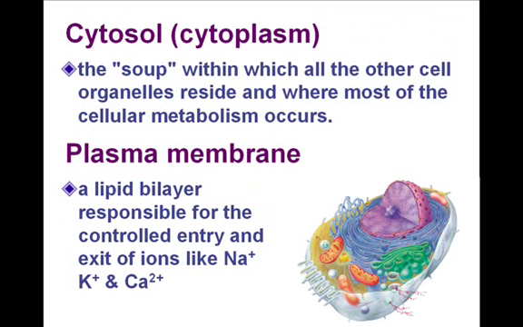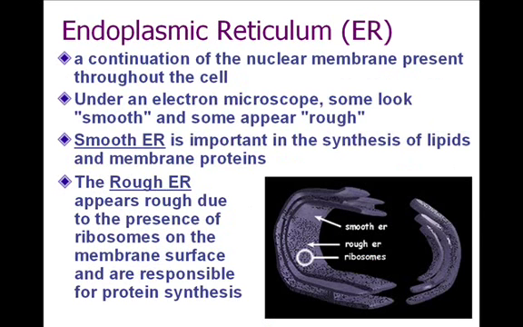Next is the cytosol. It's the yellow part down here in the cell. That's the soup of the cell, they say. It's the part where all other cell organelles reside and where most of the cellular metabolism occurs. The plasma membrane is the lipid membrane that surrounds the cell and controls entry of ions like sodium, potassium, and calcium.